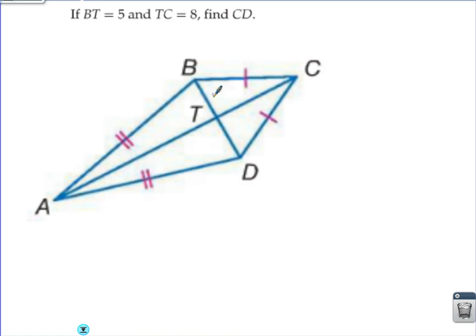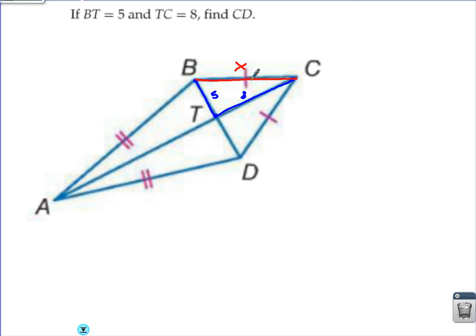BT is 5. That's the distance from here to here. And TC is 8. And we're looking for the measure of CD, which is on the other side. Now, one thing I noticed is that CD is going to be the exact same length as BC, so let's just look for BC. That would be a Pythagorean theorem problem.